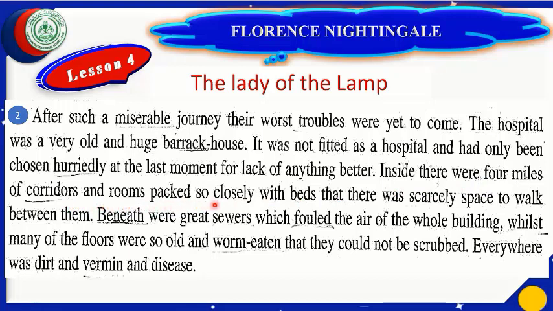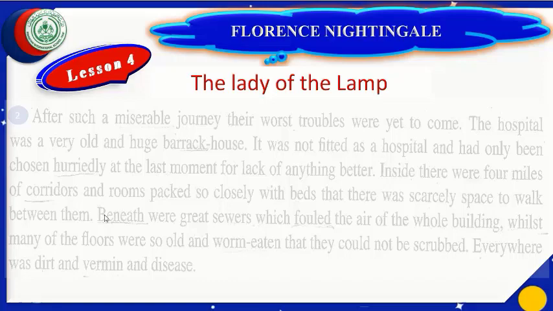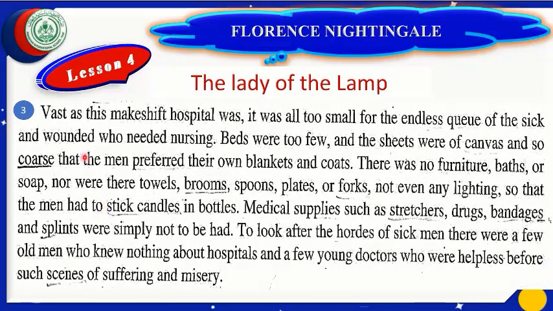Inside there were 4 miles of corridors and rooms packed so closely with beds that there was scarcely space to walk between them. Beneath were great sewers which fouled the air of the whole building, whilst many of the floors were so old and worm-eaten that they could not be scrubbed. Everywhere was dirt and vermin and disease. Vermin means insects which live on other animals' bodies. Dear students, you may find some more words with which you may not be familiar. You will find them in the dictionary. Dear students, this was paragraph number 2. Let us move to the next paragraph.